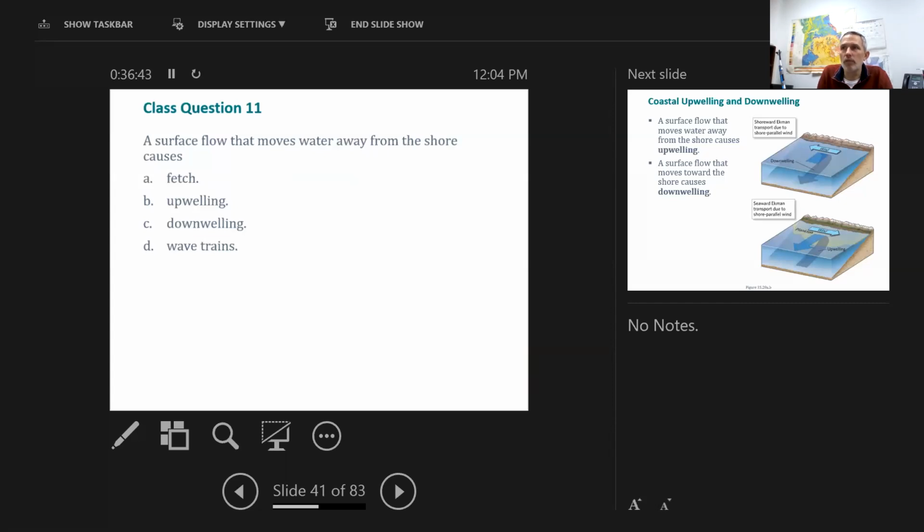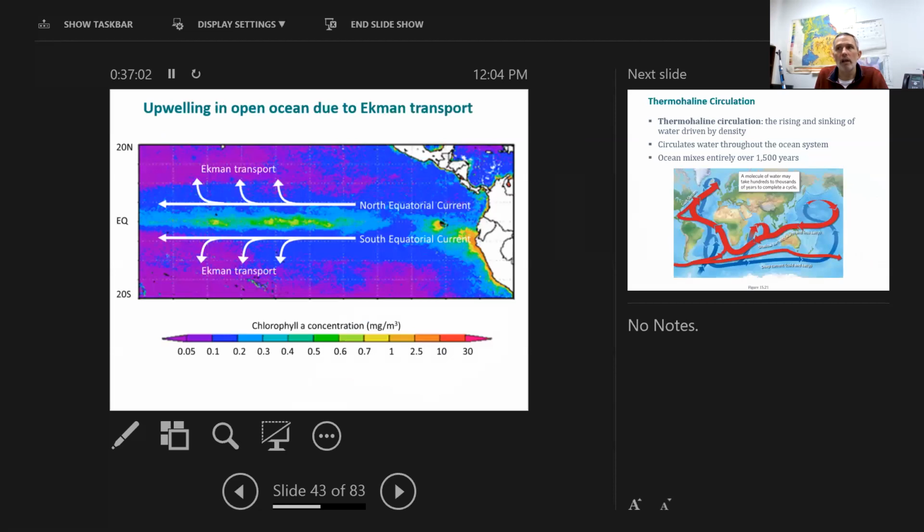So a surface that moves water away from the shore is going to be called upwelling, because if it moves the water away from the shore, it's going to bring up additional water to fill in that region. This is not only true near the shoreline, but this Ekman transport is actually going to cause some upwelling right along the equator, particularly in the Pacific Ocean, where we have this really large gyre.